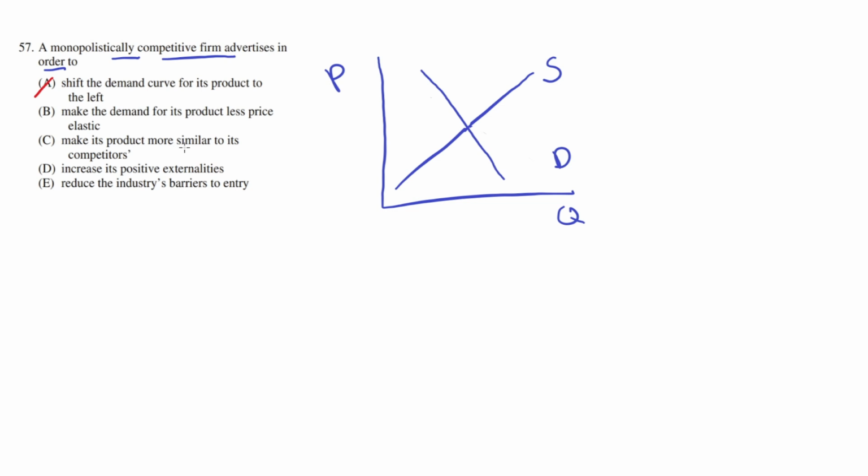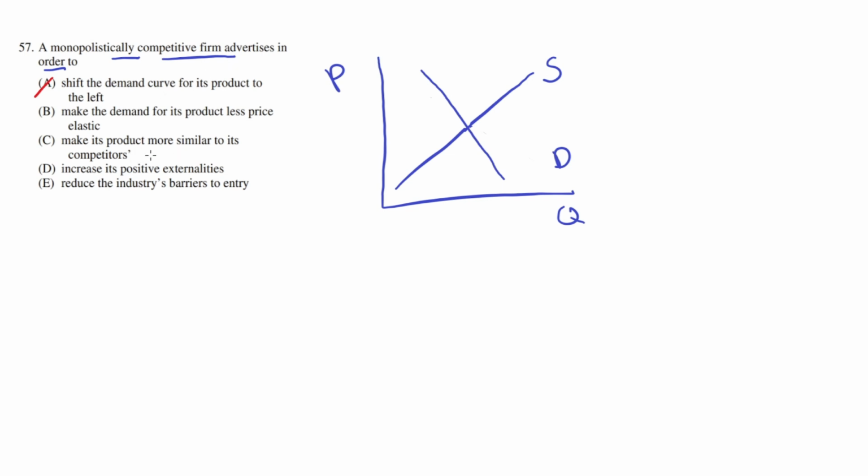C. Make its product more similar to its competitors. This is incorrect because by advertising and making their product more similar to its competitors, people would see the goods as substitutes, not as differentiated products. And monopolistically competitive firms always have differentiated products, not same goods.